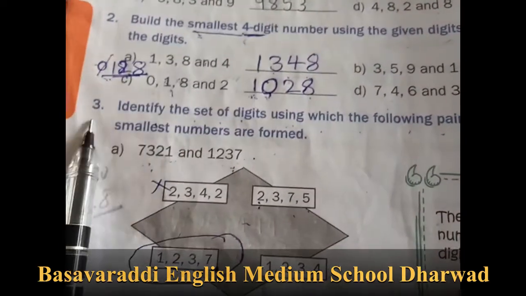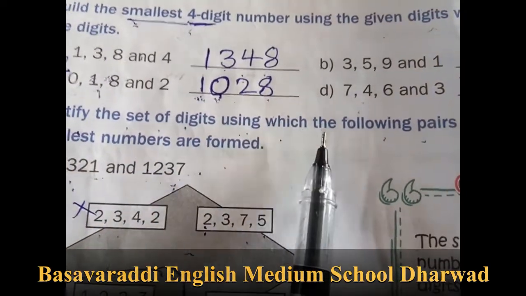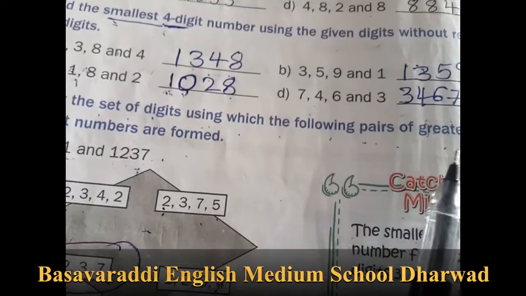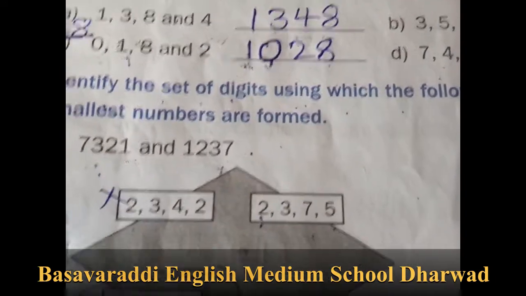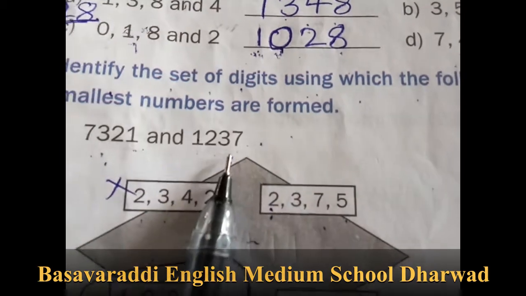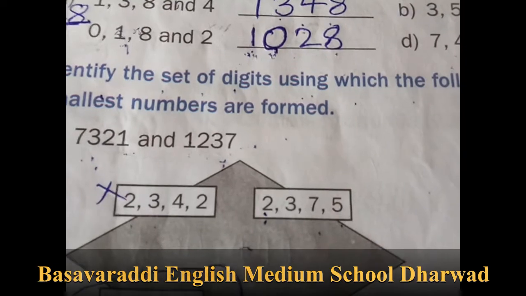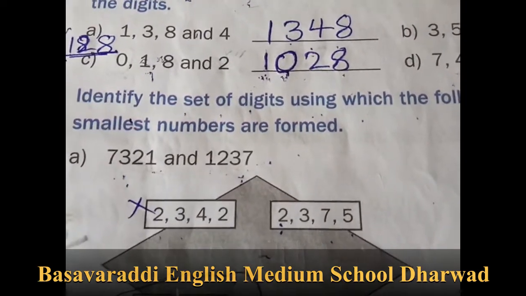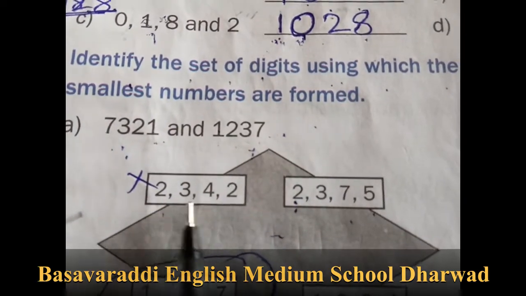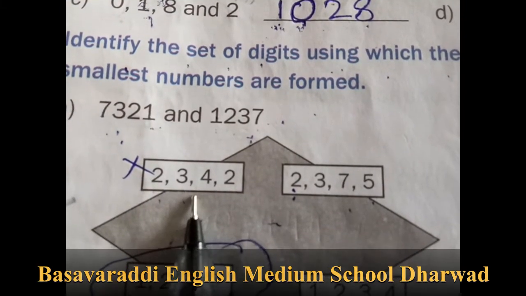Okay. Now third one: identify the set of digits using which the following pairs of greatest and smallest numbers are formed. Here the greatest is 7321 and smallest is 1237. First we have to see whether the digits are there or not. We have to identify the set. So here it is 2, 3, 4 and 2. 4 is not there, so it is not the set.